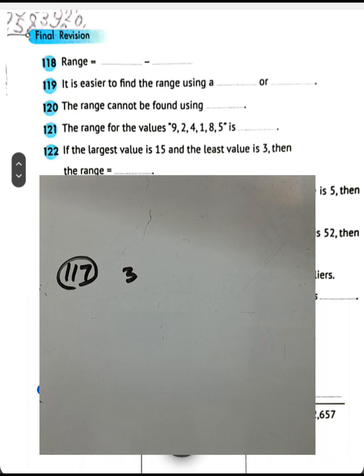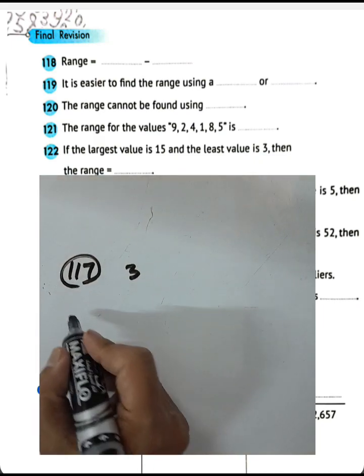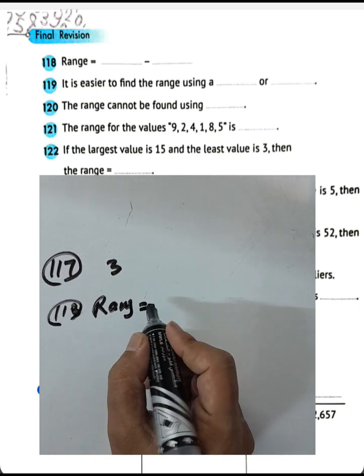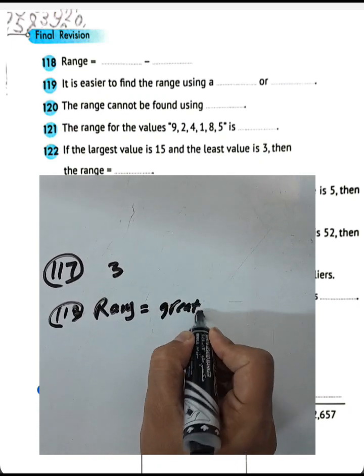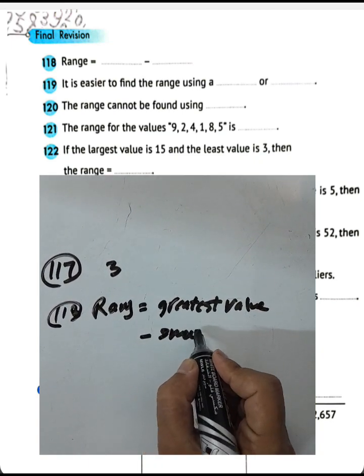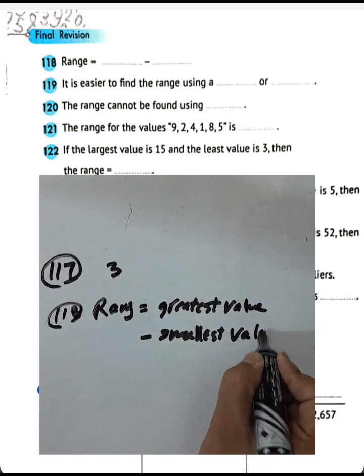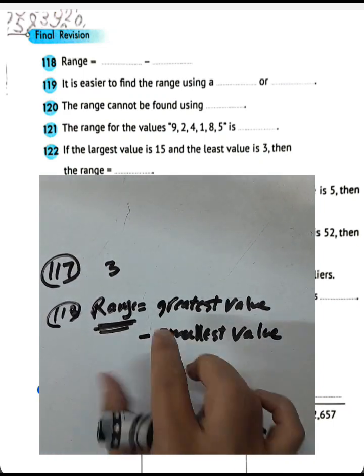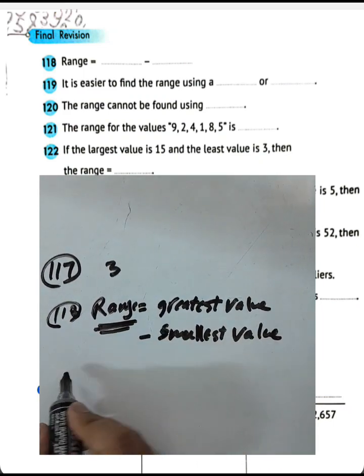Question 118, he wants to find the range. The range equals maximum minus minimum. Maximum, the greatest value, minus the smallest value. For question 118, we can write the range equals the greatest value minus the smallest value. Okay, understood? We can write the range equals the greatest value minus the smallest value.